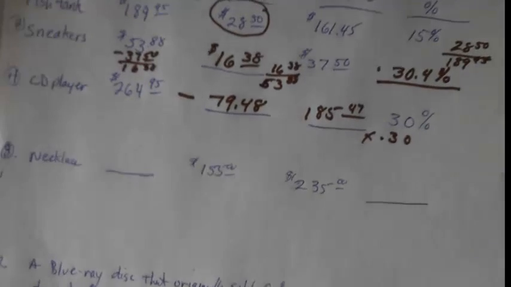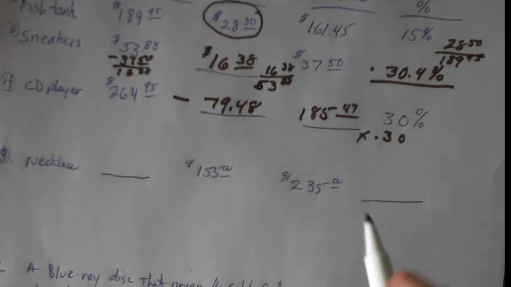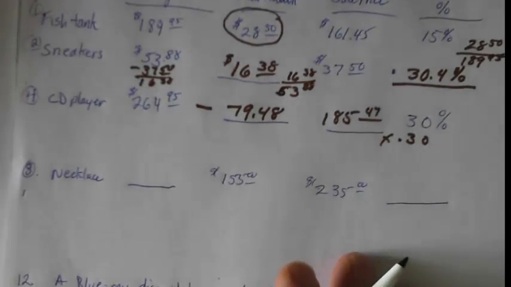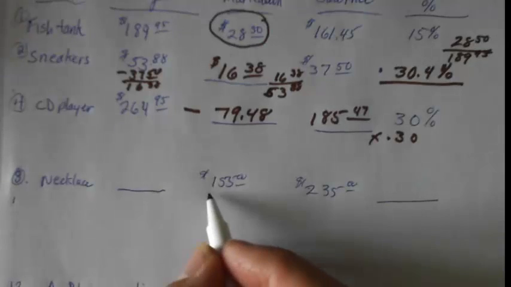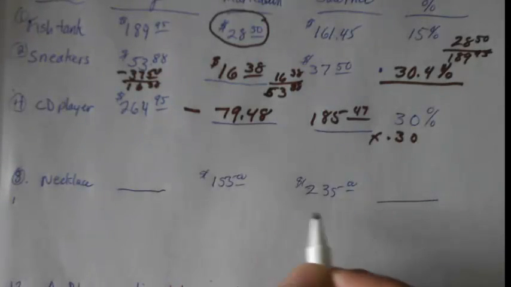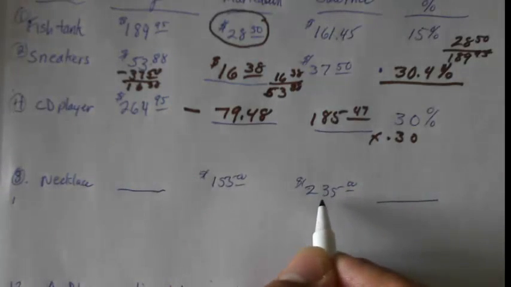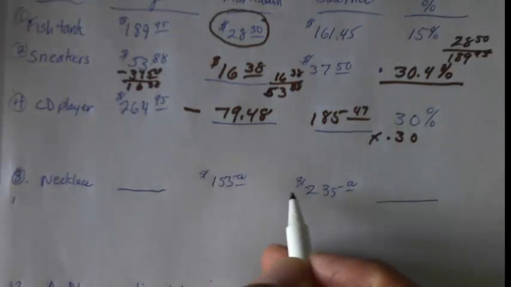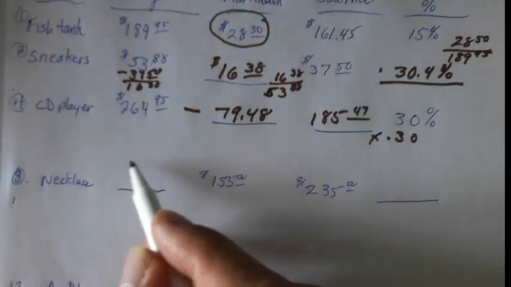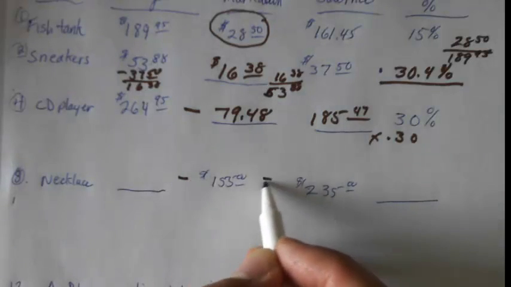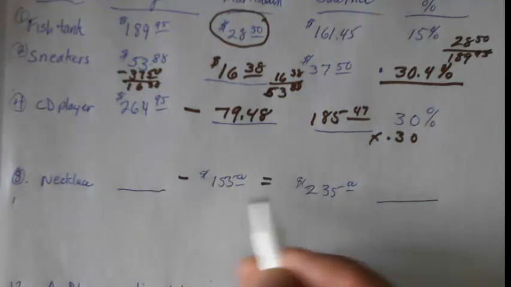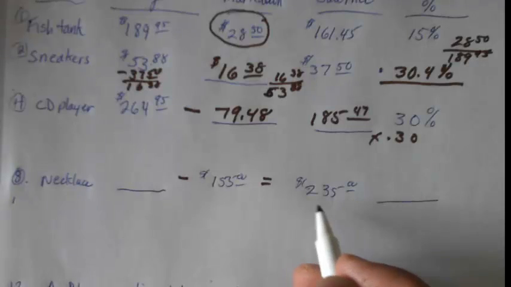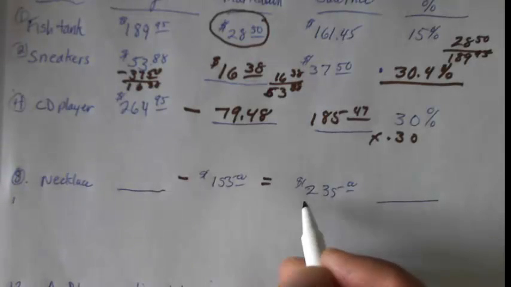Number 8 is again slightly different, so I wanted to kind of show you that one. As a necklace there, the markdown amount is $155. The sale price was $235. Well, in order to get the sale price, they took the original price, subtracted the markdown in order to get the sale price. So in order to get the original, we would just work backwards then. We would just simply add these two up.